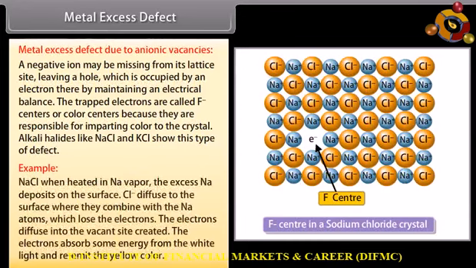Example: NaCl when heated in Na vapor, the excess Na deposits on the surface. Cl⁻ ions diffuse to the surface where they combine with Na atoms which lose electrons. The electrons diffuse into the vacant sites created. The electrons absorb some energy from the white light and re-emit the yellow color.